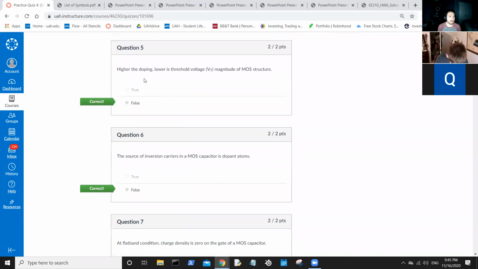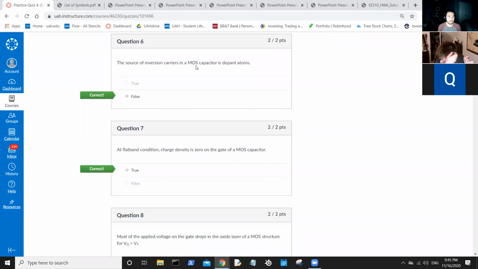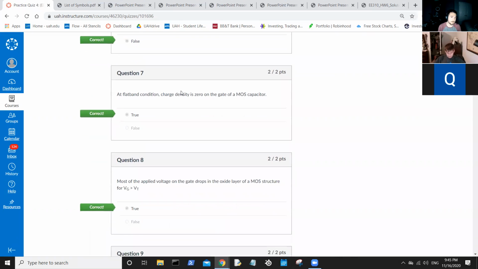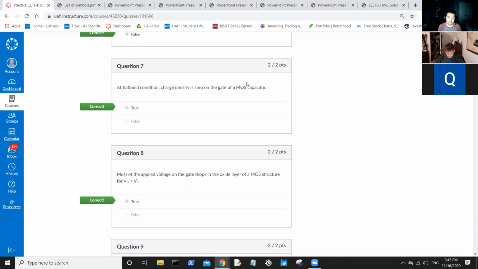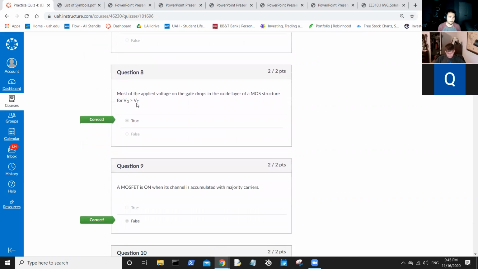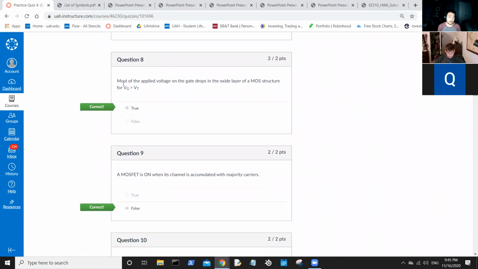We did that one. Higher the doping, lower the threshold voltage. We talked about that as well. It's false here. Source of inversion carriers in a MOS capacitor is dopant atoms. We know that this is false, because it's actually thermally generated carriers, not dopant atoms. At flat band condition, charge density is 0. If it's at flat band condition, nothing's happening. It might as well sit on a table. Might as well just be a rock.